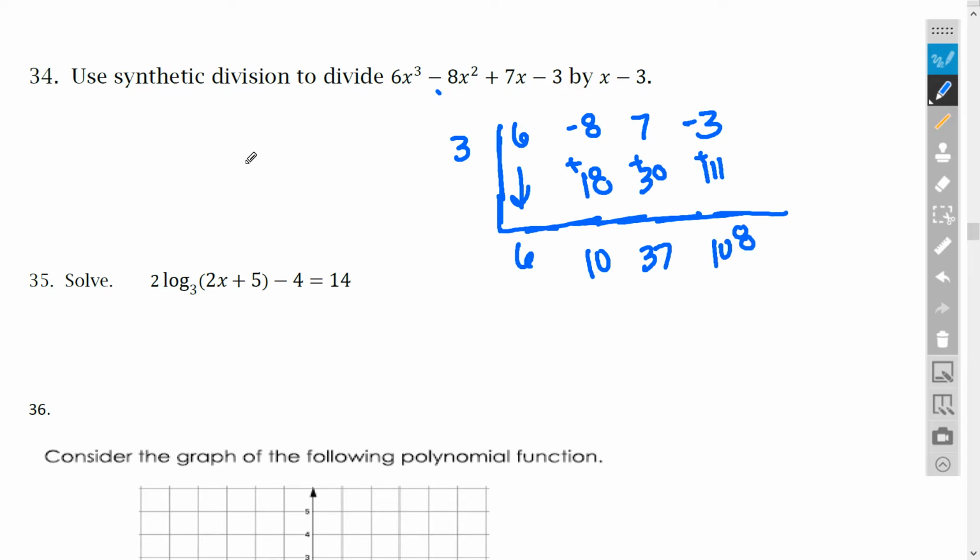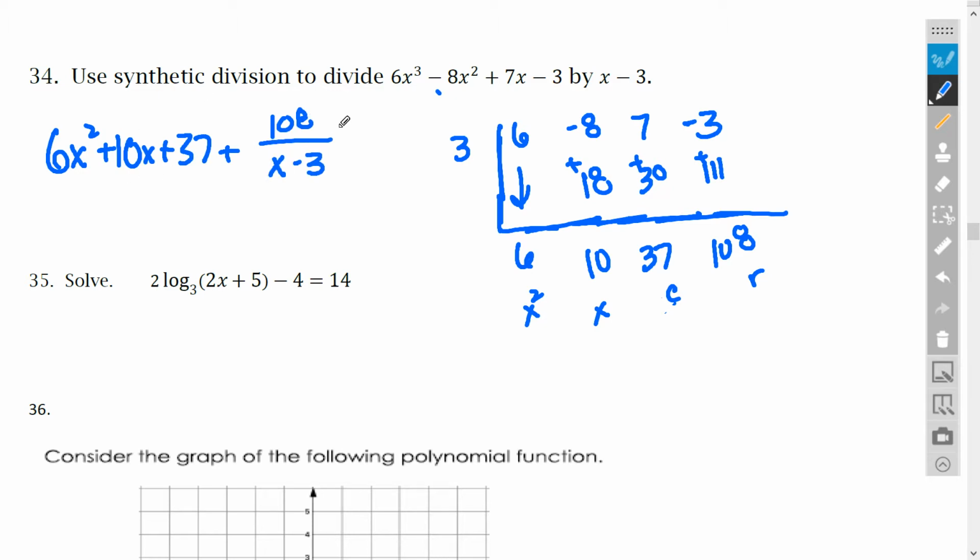Now it actually wants the quotient, what I end up with. So remember the way that you do this. This is the remainder. This would be the coefficient. This would be the constant. This would be the coefficient of the x, and this would be the coefficient of the x squared. The remainder always goes over what you divided by. So I have 6x squared plus 10x plus 37 plus the remainder over what I divided by, x minus 3. So when you divide this by x minus 3, this is what you get. You could have also used long division for that, but it said use synthetic.